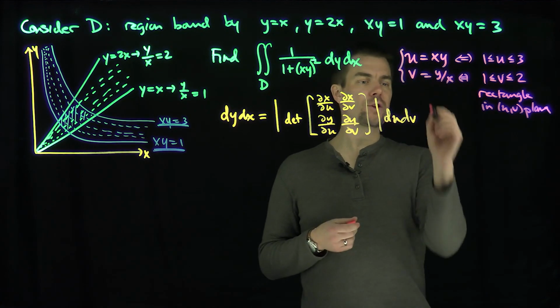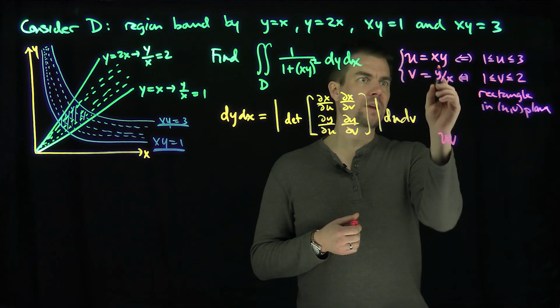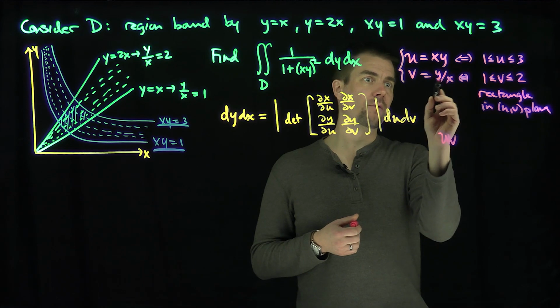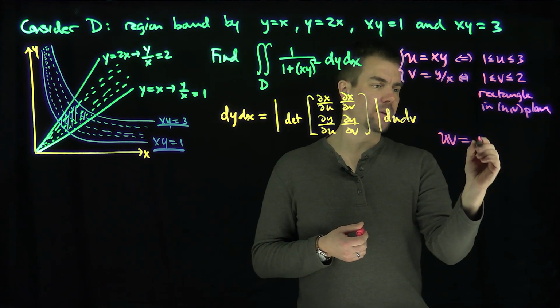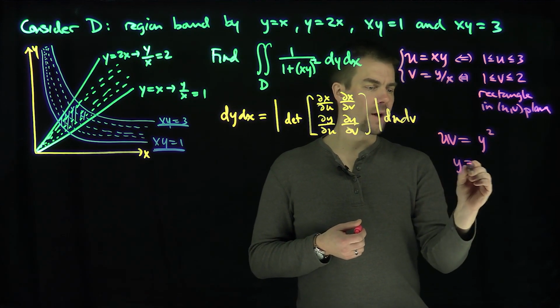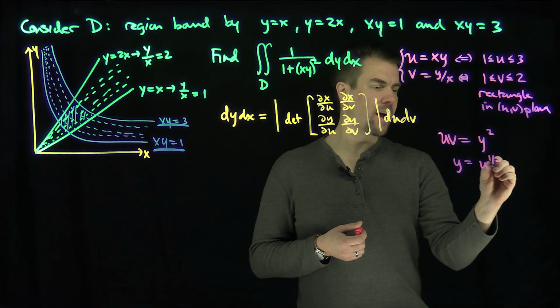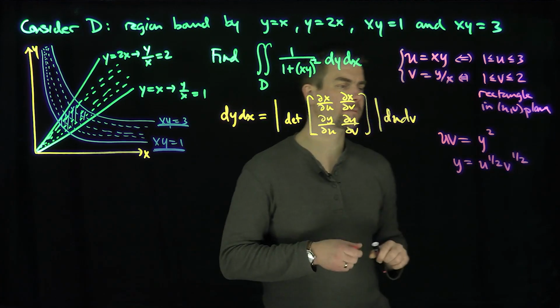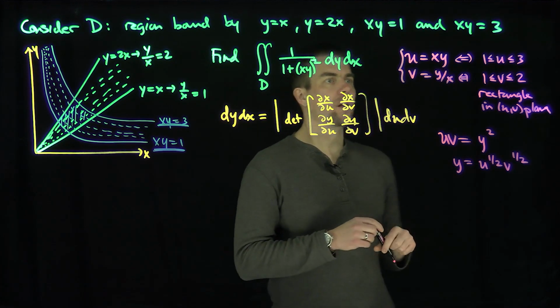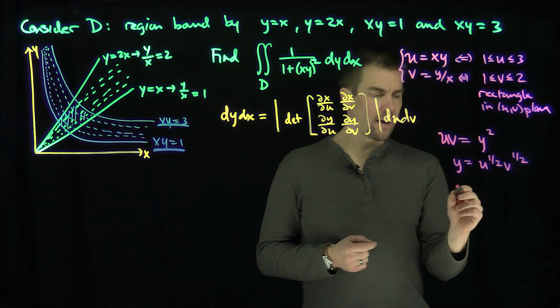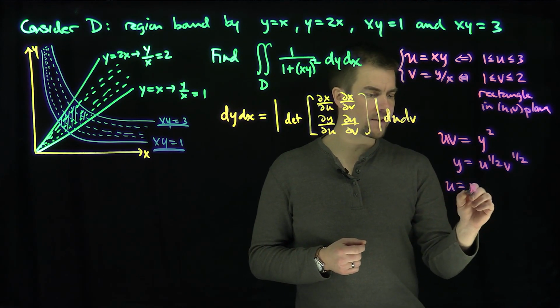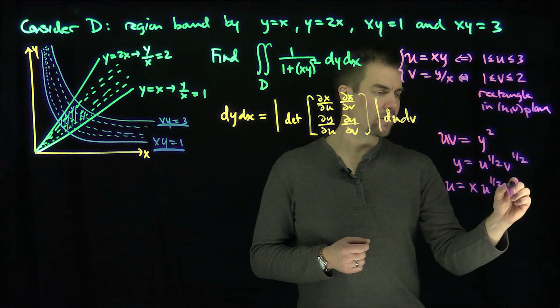Well, what I would do is I would take u times v. What's u times v? It's x times y over x. The x's cancel, and you get that u times v is y squared. So y is going to be u to the 1/2, v to the 1/2. Great. Well, if y is u to the 1/2, v to the 1/2, then u is equal to x times u to the 1/2, v to the 1/2.